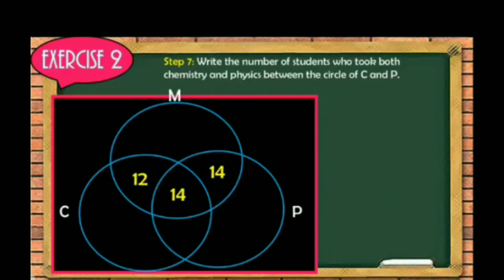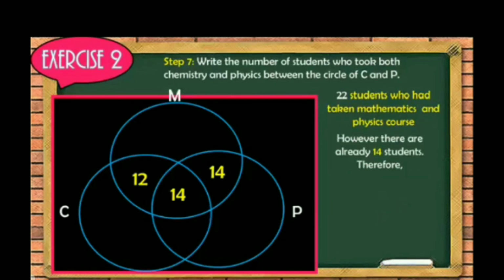Step 7. Write the number of students who took both chemistry and physics between the circles of C and P. There are 22 students who had taken chemistry and physics. However, there are already 14 students. Therefore, 22 minus 14 is 8. So you write 8 between C and P.